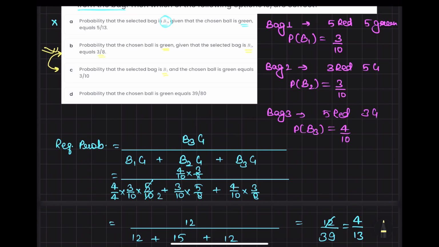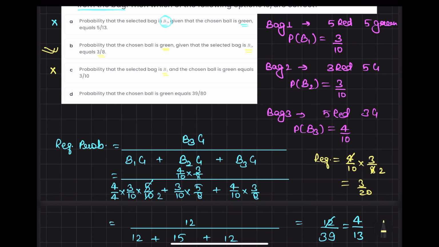Now look at this question: the probability that the selected bag is B3. So first you have to select bag B3 and then choose a green ball. How will you manage? Required probability: first you select, so it is 4 by 10, and then you select green, so it is 3 by 8. So 4 by 10 times 3 by 8 is 3 by 20, but over there they have given 3 by 10, so it is wrong. I hope you understood the difference between question B and question C.